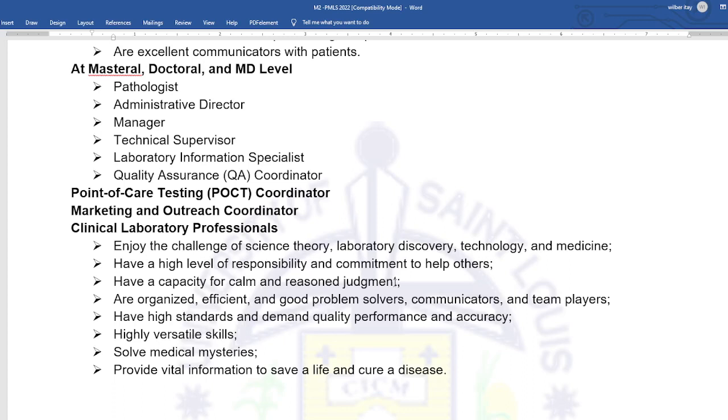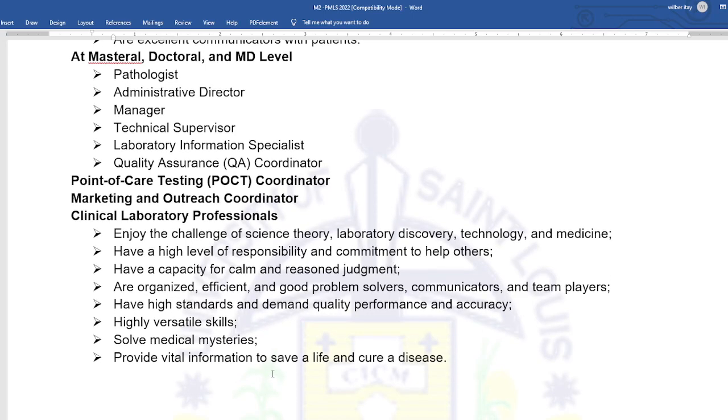You don't resort on the machines only. You also need to have a reasoned judgment. Bakit lahat abnormal? Okay? Something is wrong with the machine in that way. Okay? So, yun. Versatile skills, medical mysteries, ganyan. Okay? So that ends our discussion for the lesson 2. Okay? And thank you so much for listening.